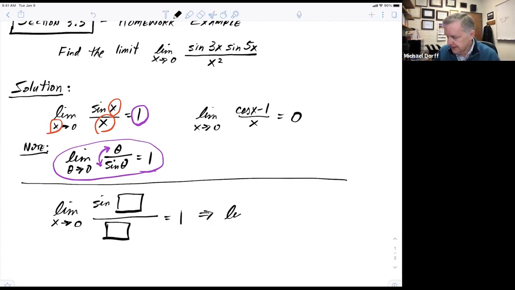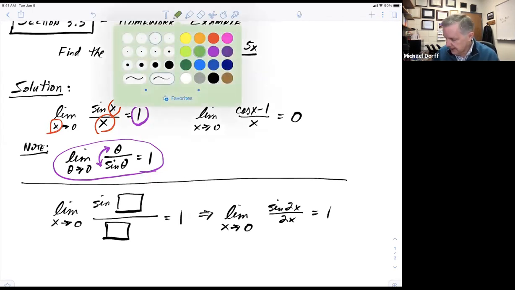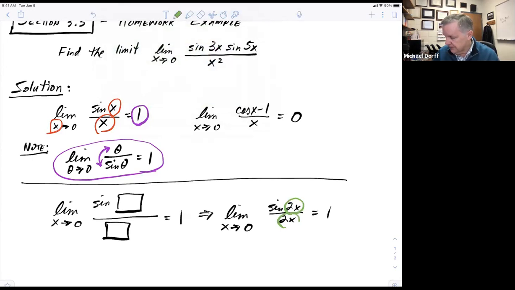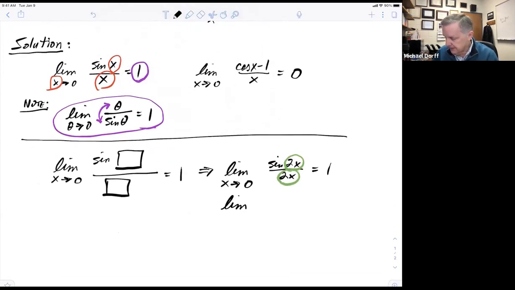So this tells me that if I did the limit as x goes to 0 of sine of 2x over 2x, that equals 1. Notice that whatever I have on top has to match what's on the bottom. Likewise, if I did the limit as x goes to 0 of sine of 3x over 3x, that equals 1. Again, whatever I have here has to match here.